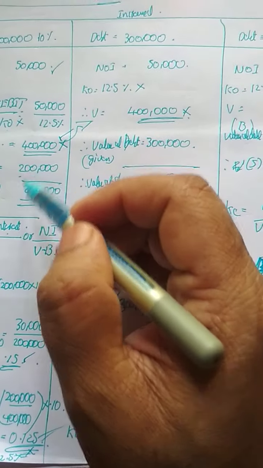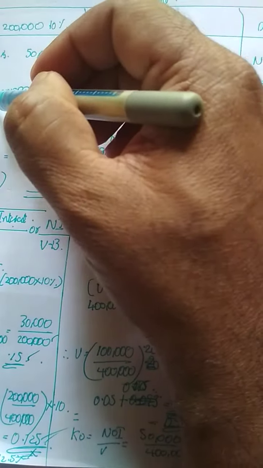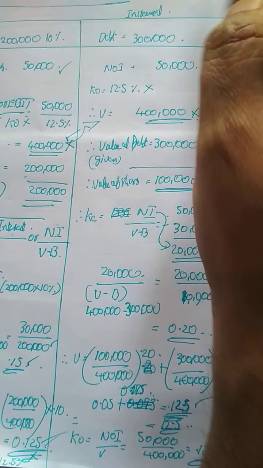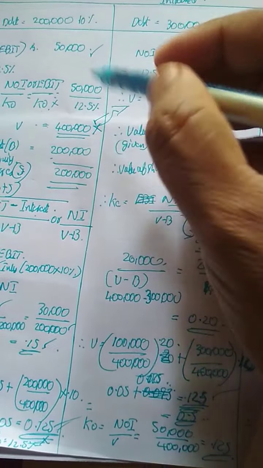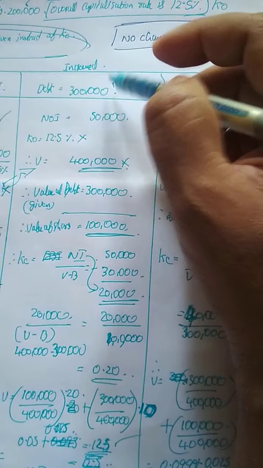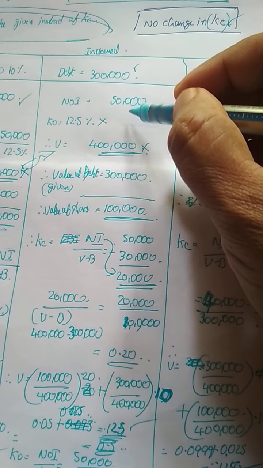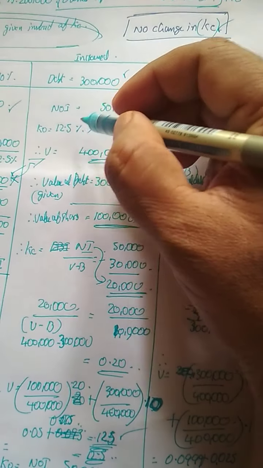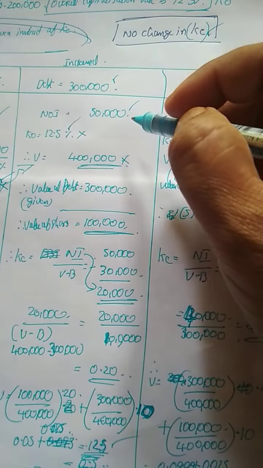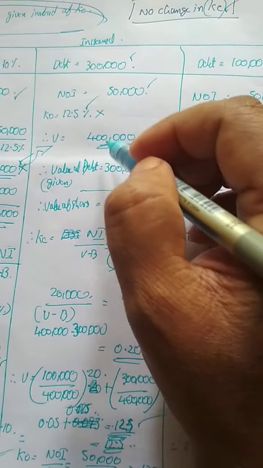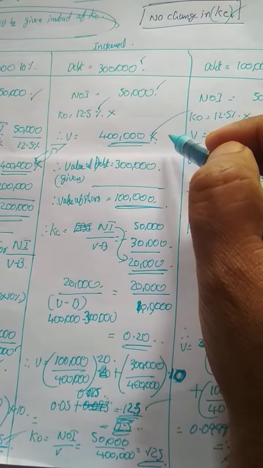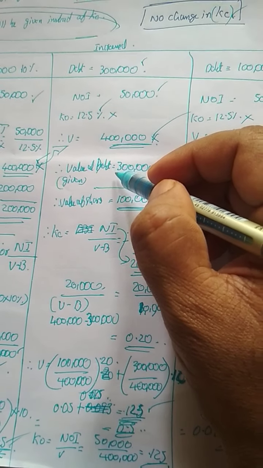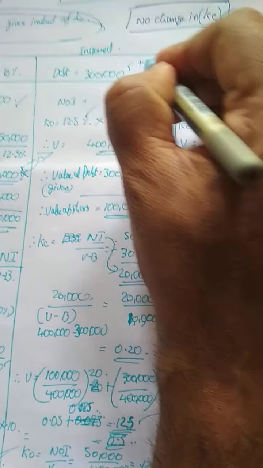Here the important point is that instead of KE, KO is given. By applying KO, we are finding out the value of the company. When the leverage is increased from 2 lakhs to 3 lakhs, then also the process is same. Net operating income given, we will take KO as 12.5%. So net operating income divided by KO, we will get the same value, 4 lakh.